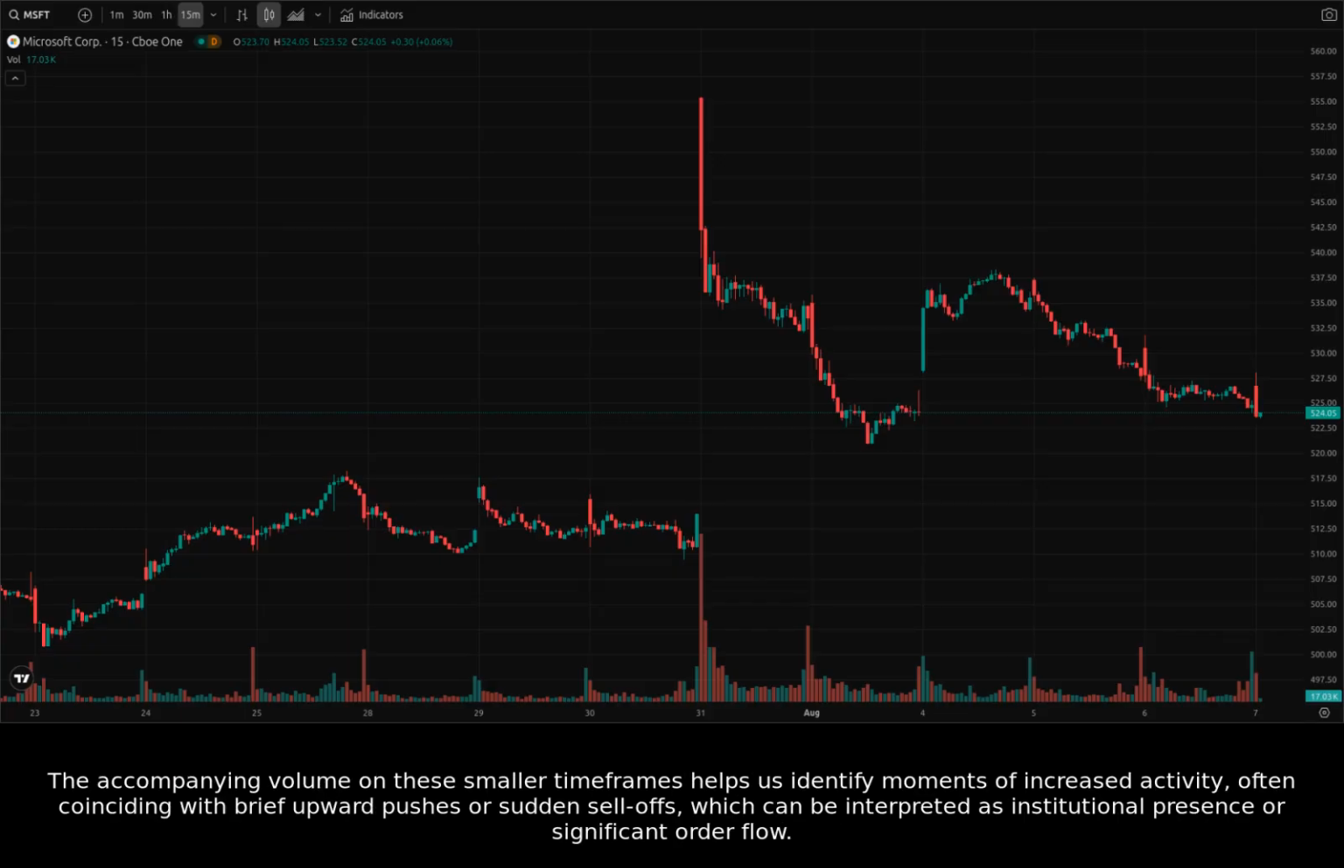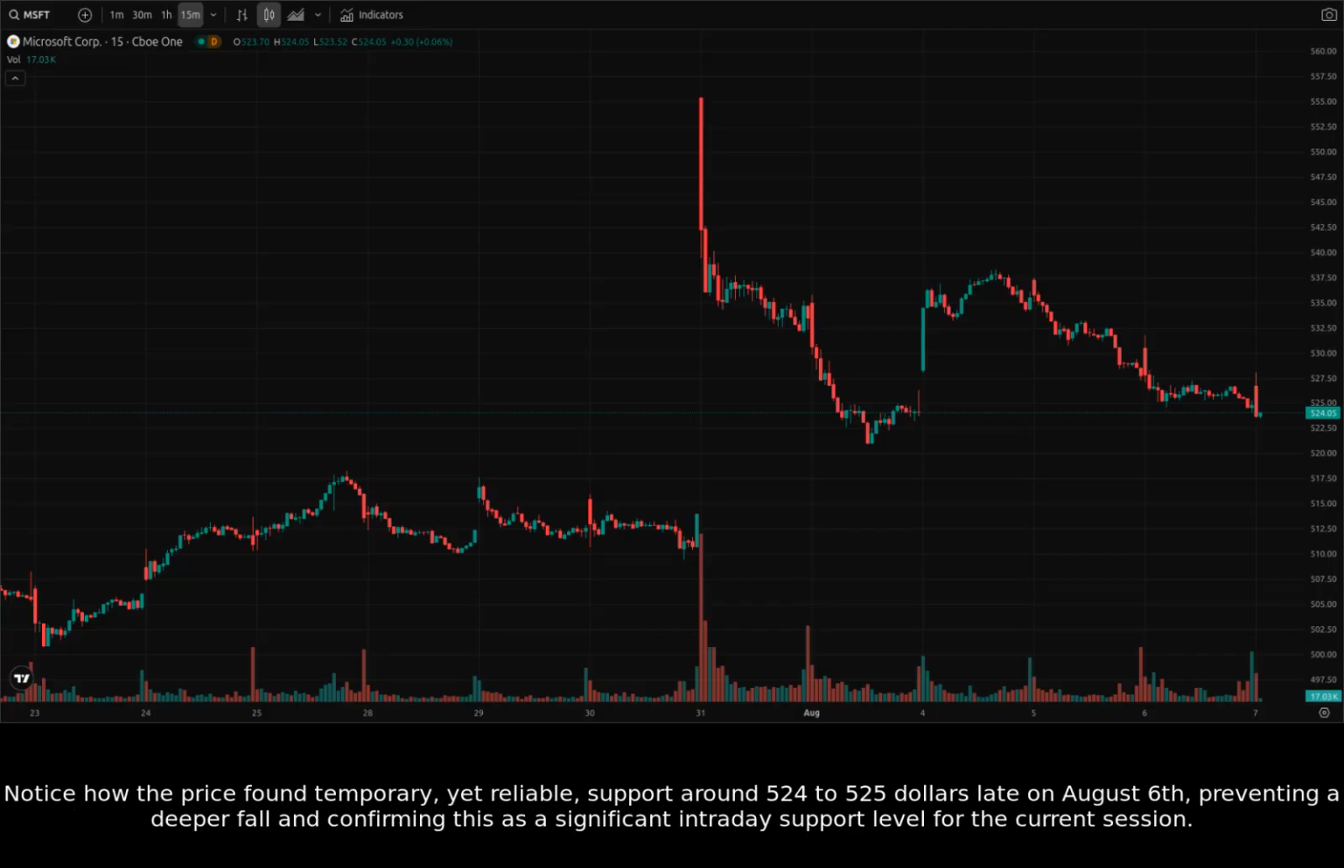The accompanying volume on these smaller timeframes helps us identify moments of increased activity, often coinciding with brief upward pushes or sudden sell-offs, which can be interpreted as institutional presence or significant order flow. Notice how the price found temporary, yet reliable, support around $524 to $525 late on August 6th, preventing a deeper fall and confirming this as a significant intraday support level for the current session.